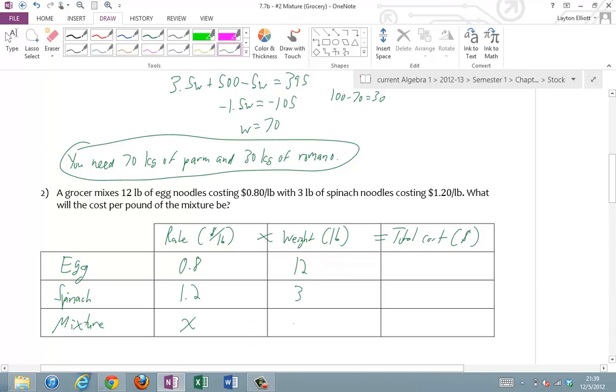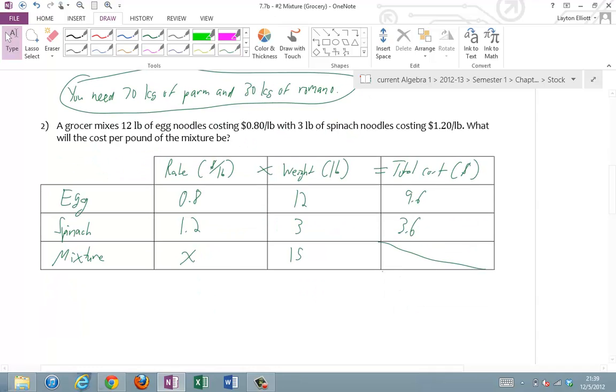You should know what the weight of the mixture is. 12 plus 3 would be 15. Then we multiply. 12 times 0.8 is 9.6. 3 times 1.2 is 3.6. I'm going to do the same splitting the cell thing where I take the sum of the product of the bottom two, 15 times X, and I add these two, so it's actually coming from both of these, and those become the two sides of the equation.